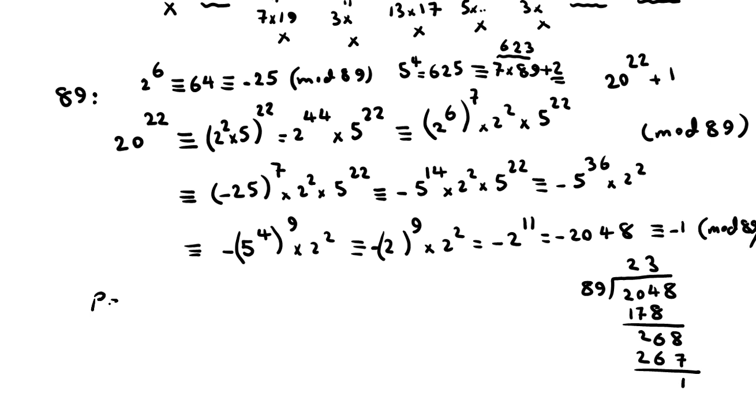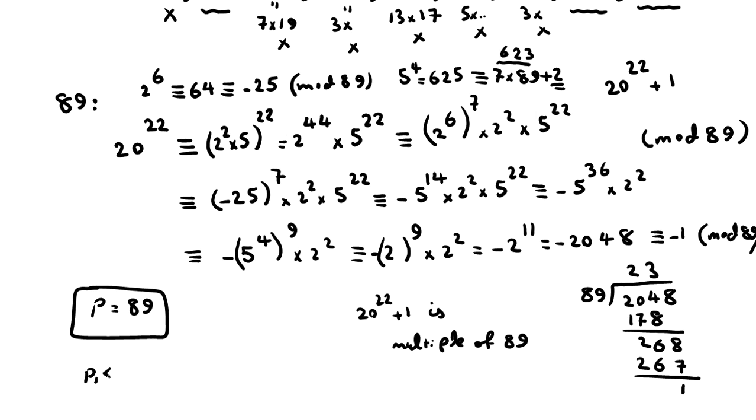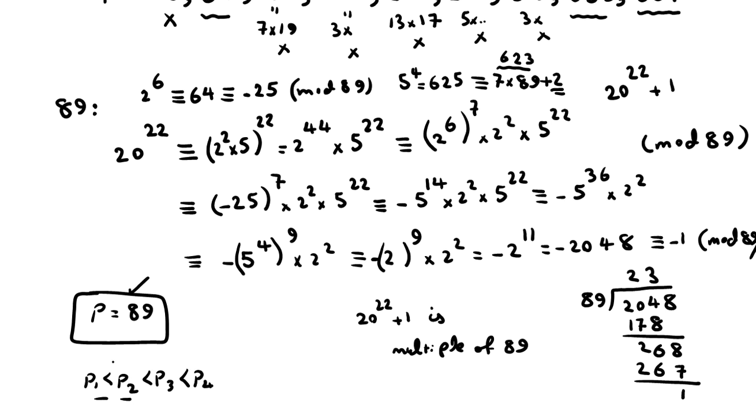So for P equal to 89, we can say 20 to the power of 22 is negative 1 mod 89. So 20 to the power of 22 plus 1 is a multiple of 89. So we know 89 is the answer, but the problem says find P1 and P2 among the candidates. So in our case, P1 is 89, the smallest one.